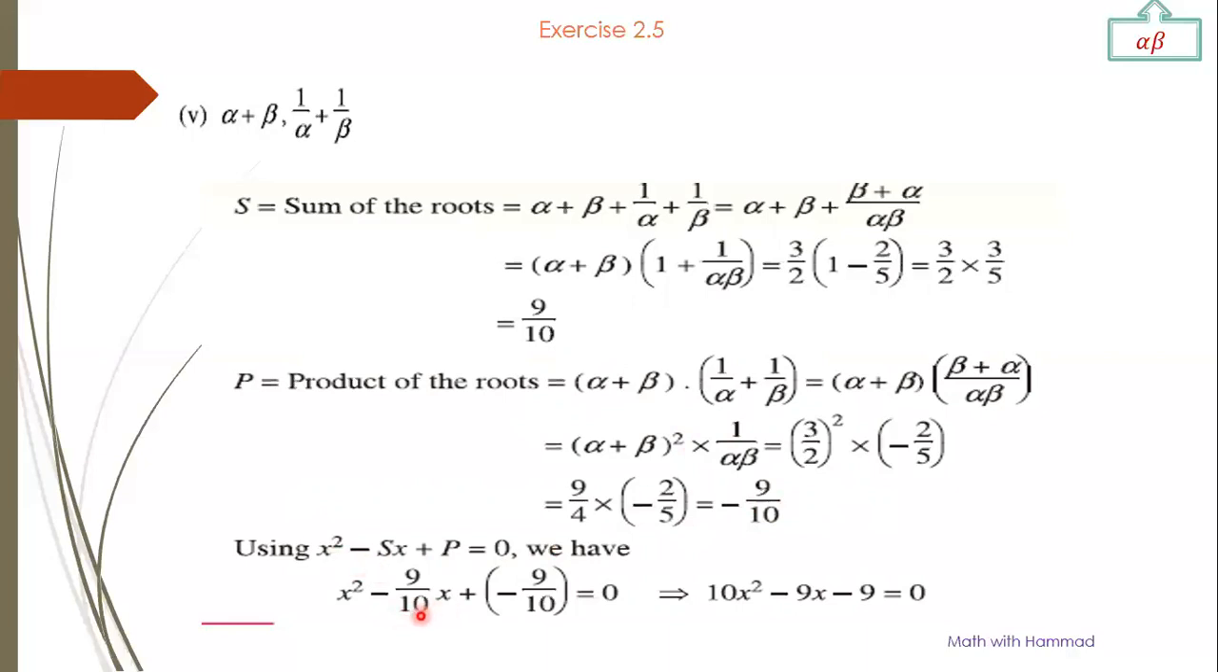S is minus 9 by 10 plus P is minus 9 by 10. Plus into minus is minus, and multiplying by 10 we will get 10x square minus 9x minus 9 is equal to 0. This is the fifth part of our question.